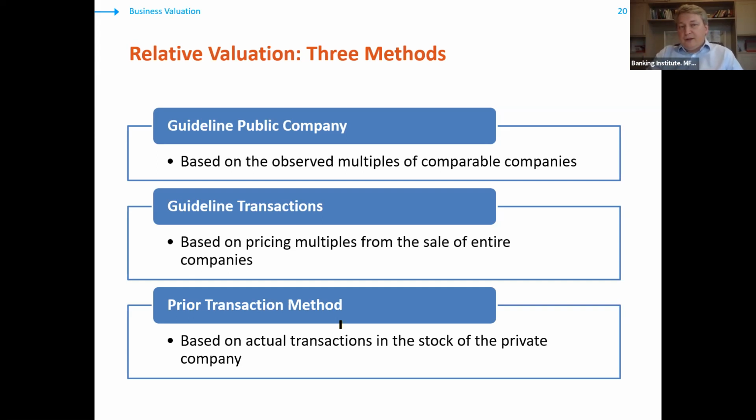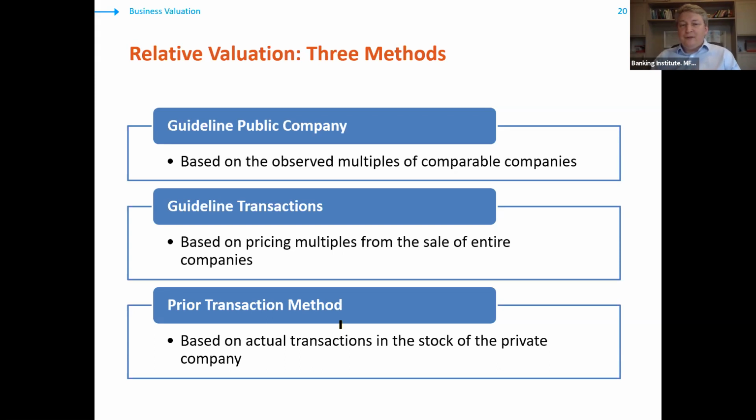First, guideline public company. So we just find a public company or some public companies that are the same as our company and calculate multiples for them. Second is guideline transactions. Guideline transactions sometimes look better than the public company because a public company has all those problems I listed. It's too big, it's too liquid, too mature, too transparent. We don't have it all in our private company.